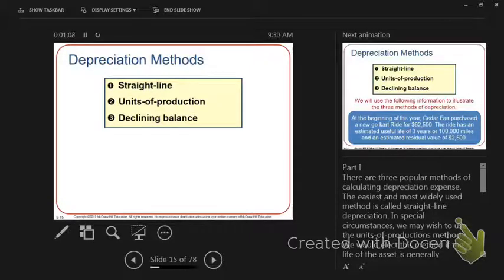All right, and then double declining: cost minus accumulated depreciation, times 2, divided by life. All right, those are our formulas.